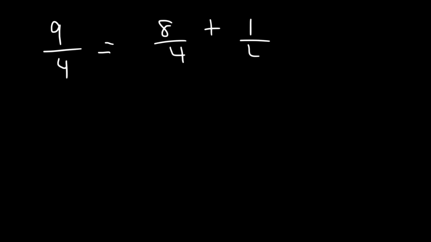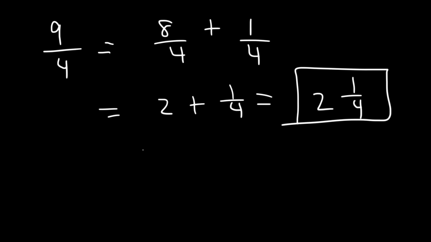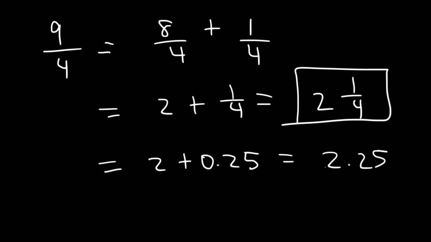If you want to convert it to a mixed number, separate 9 into 8 and 1. 8 plus 1 is 9. 8 divided by 4 is 2. So we have 2 plus 1/4, which is the same as 2 and 1/4 as a mixed number. As a decimal, 1/4 is 0.25. So 9 over 4 is equivalent to 2.25.